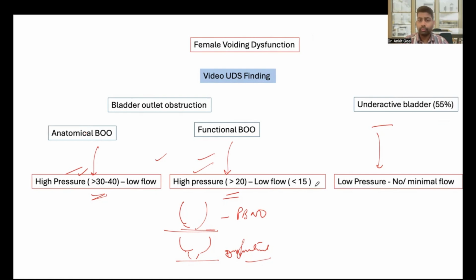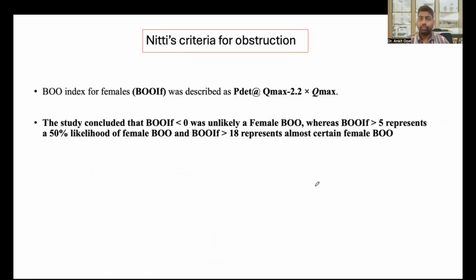non-obstructed, or equivocal. Now, there have been studies to find out what should be the ideal bladder outlet obstruction index in a female, and for that, there is Nitti's criteria. We'll just touch upon this quickly. Nitti's criteria says the bladder outlet obstruction index for a female is described with a formula of Pdet at Qmax minus 2.2 Qmax, which is slightly different from the male, which is minus 2 Qmax. So this is taking into account multiple factors about what should be the optimum detrusor pressure for a female to call it an obstruction.